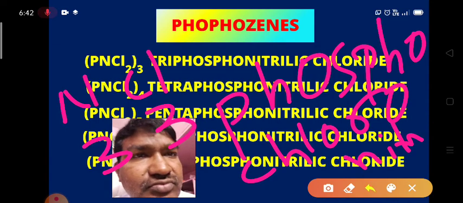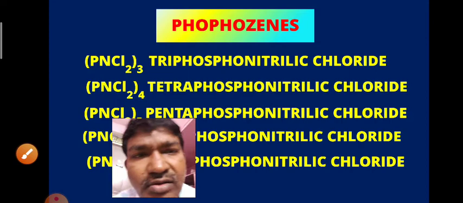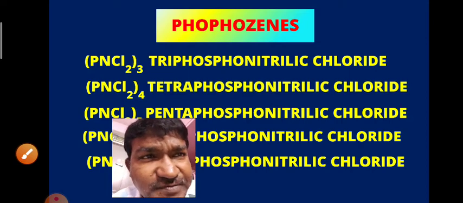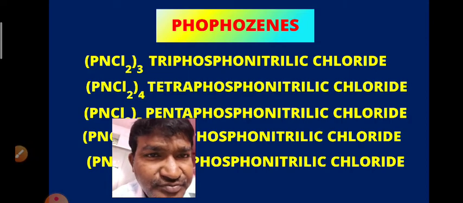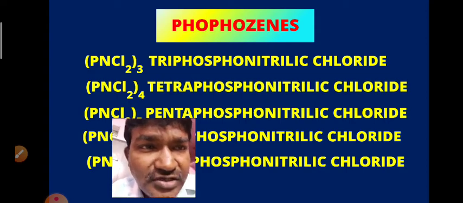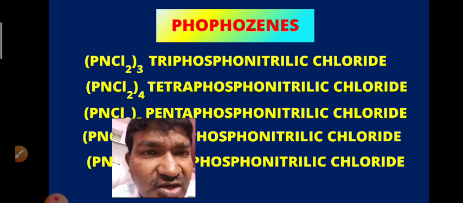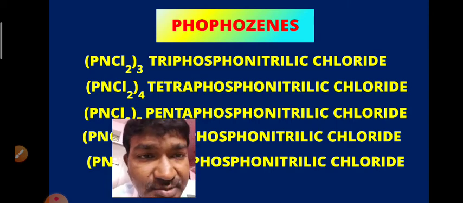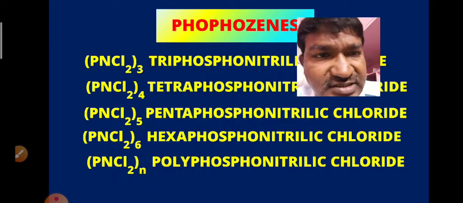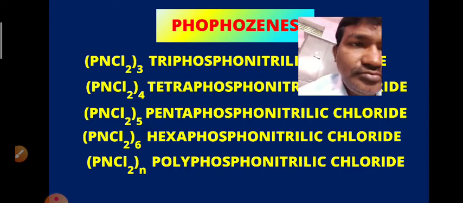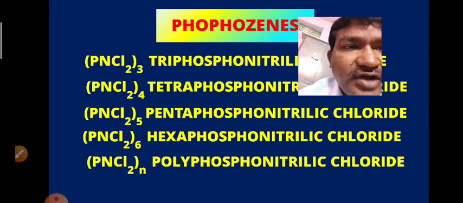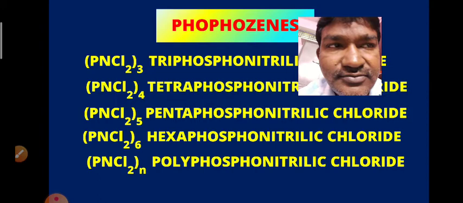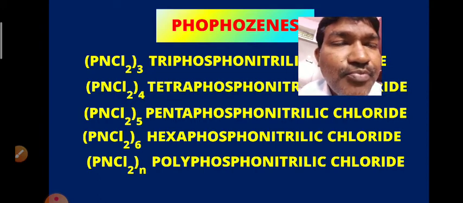Now the next example for the phosphazenes is a tetramer. That is (PNCl2) taken 4. This is known as tetraphosphonitrile chloride. So like that we can write the pentamer, hexamer, heptamer and a polymer. If the number is n, then we call it polyphosphonitrile chloride. So like that we have the different compounds.